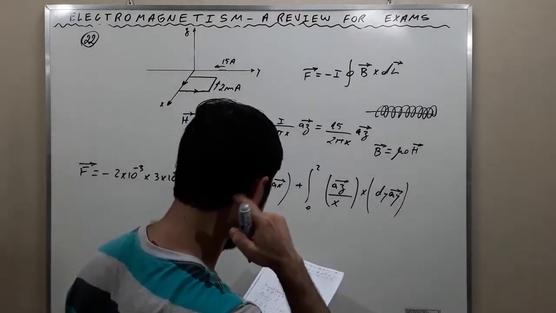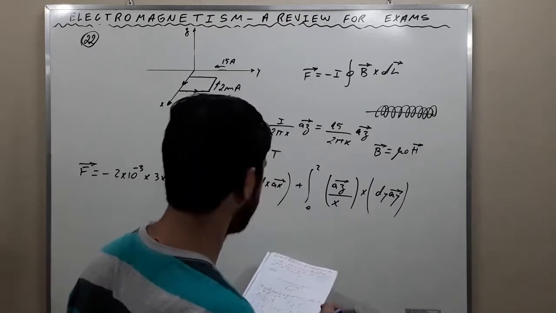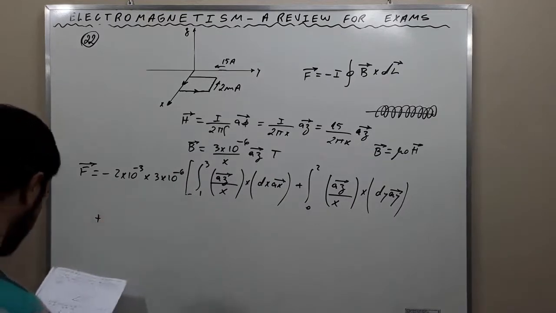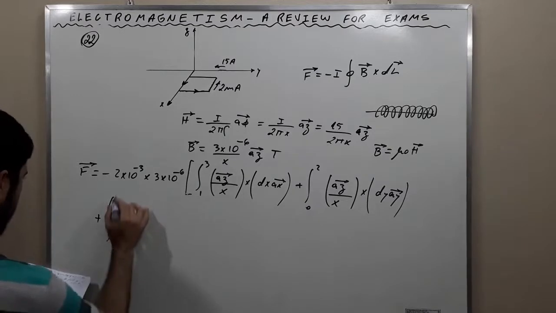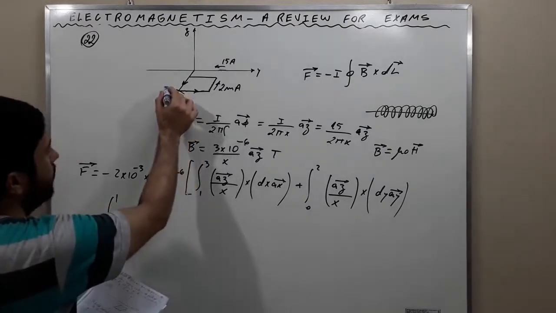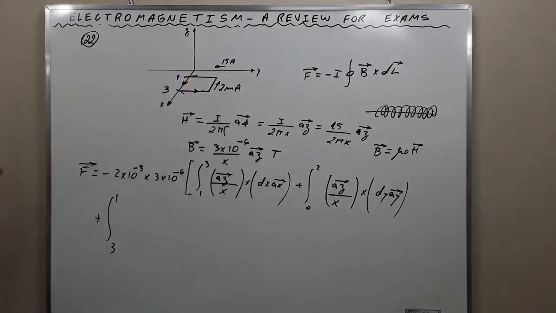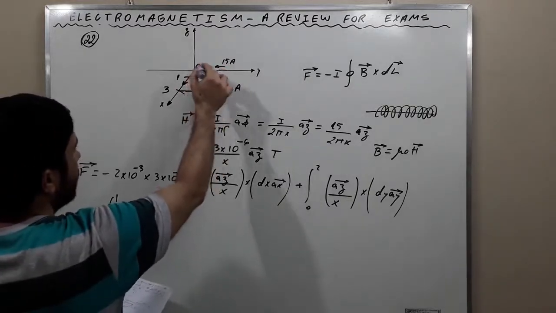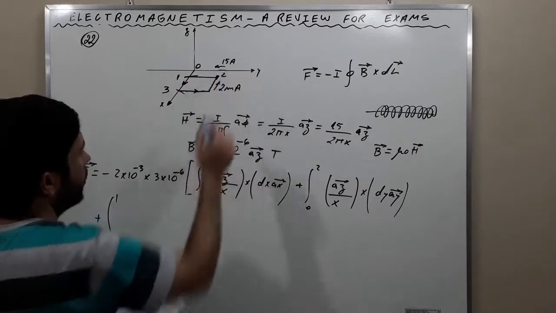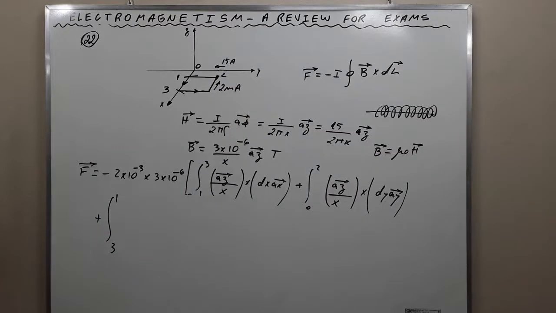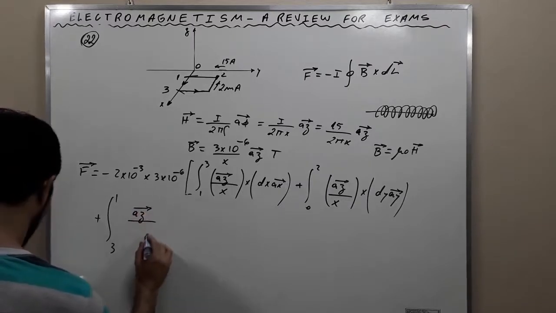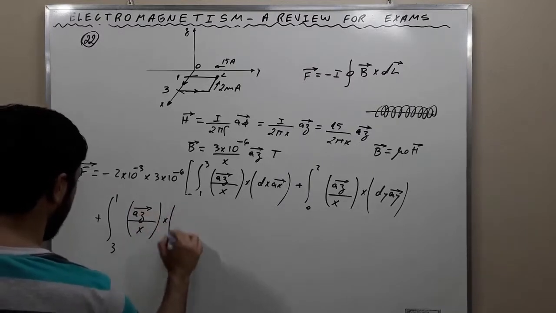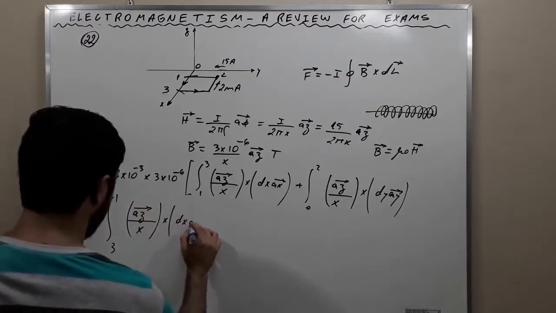And plus the integral from 3 to 1, this here is 3 and this here is 1. And in the y direction, this here is 0 and this here is 2. This is how it varies in the x and in the y direction. Az over x in a cross product with dx ax.